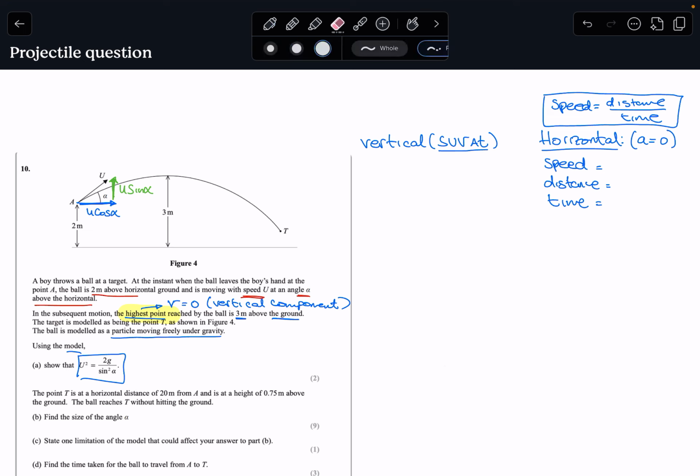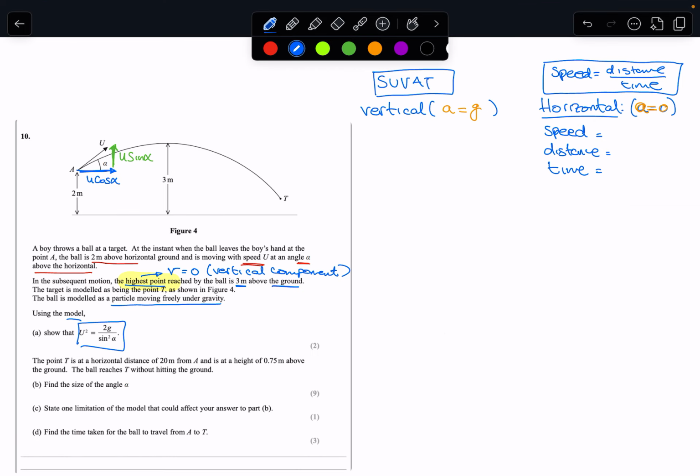Whereas in vertical, we can write SUVAT. Here you must use SUVAT, and we know all the formulas for SUVAT. In the vertical, the acceleration would be gravity, whereas in the horizontal, acceleration is equal to 0, because the object moves at a constant velocity throughout the whole journey.